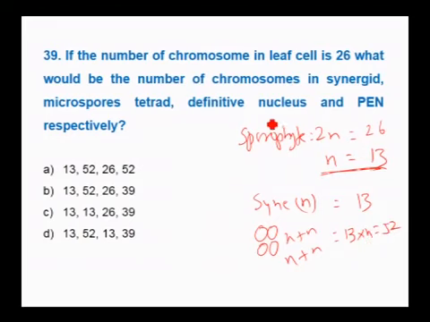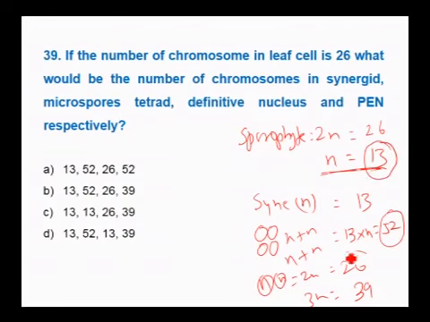Next, definitive nucleus. Definitive nucleus is formed by the fusion of 2 polar nuclei. It will be 2n, therefore it should be 26. Then the primary endosperm nucleus is 3n. So, 3n is 26 plus 13, it will be 39. So, it should be 13, 52, 26, 39. Therefore, in the given options, the answer is B: 13, 52, 26 and 39.